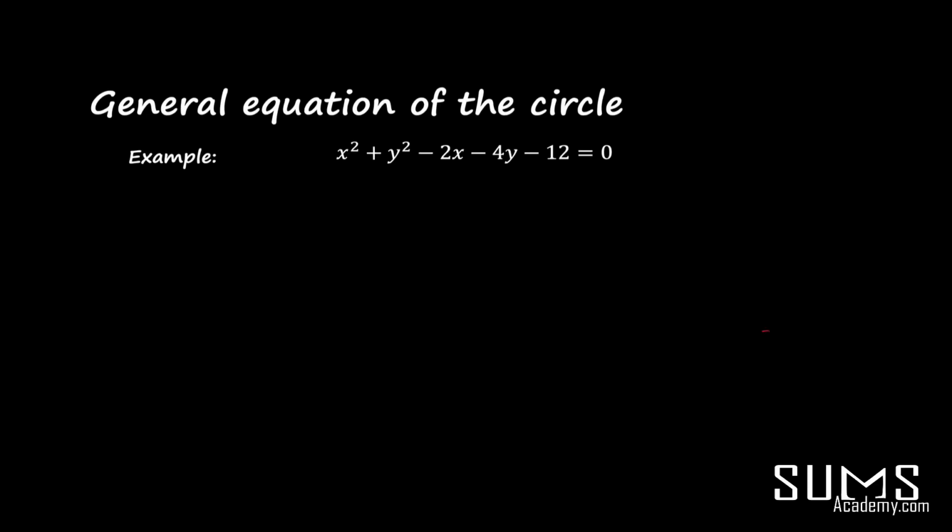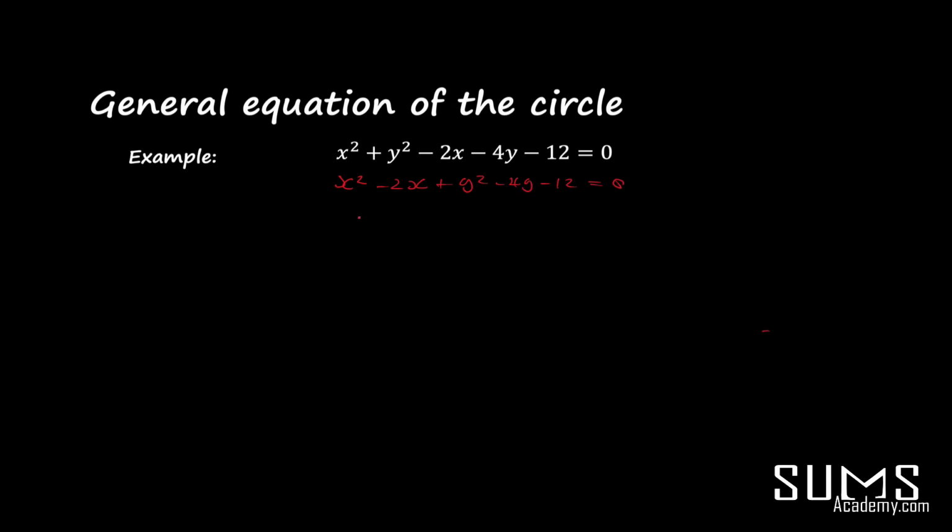So now we're going to look at the general equation of the circle. Now looking at this here, you might not immediately realize that this is actually also an equation of a circle. So we're going to just manipulate this a little bit and maybe it'll become a little bit clearer. So if we go x squared minus 2x plus y squared minus 4y minus 12 equals 0.